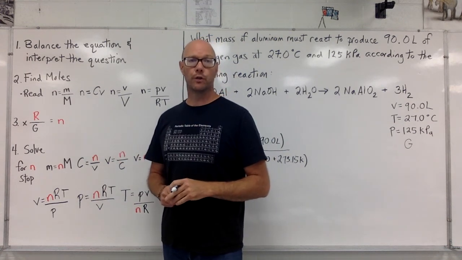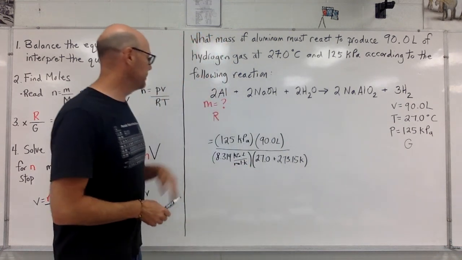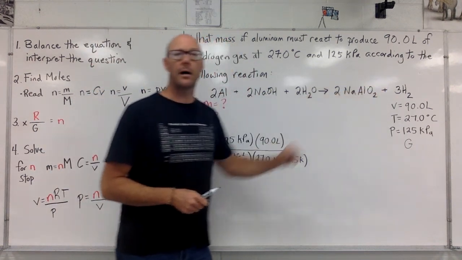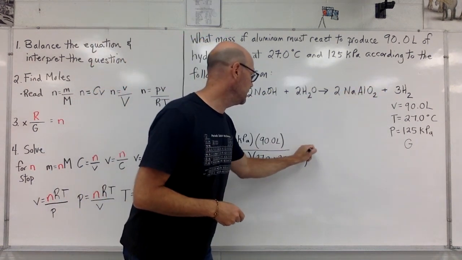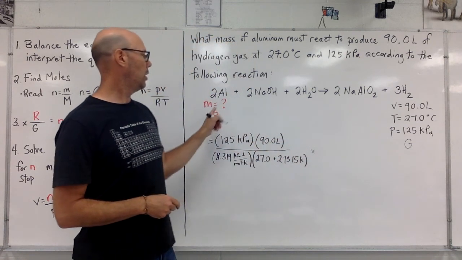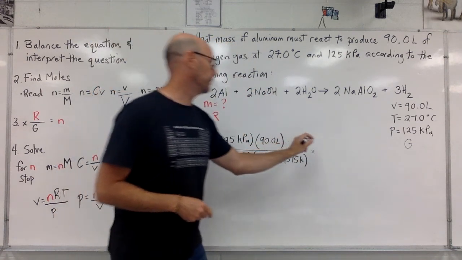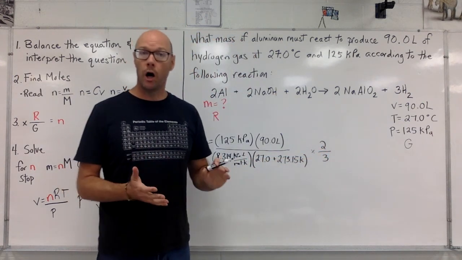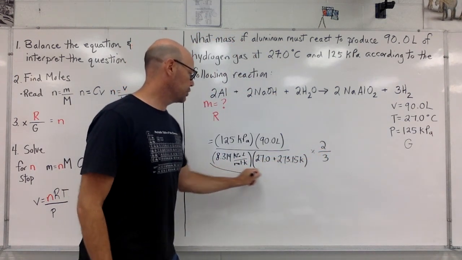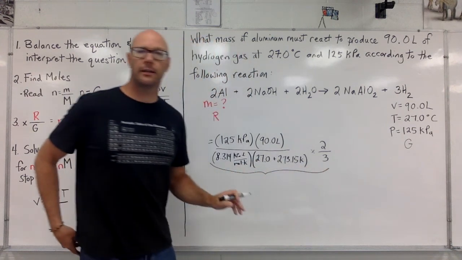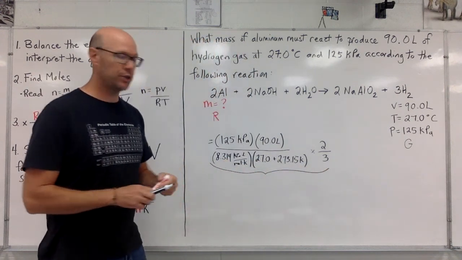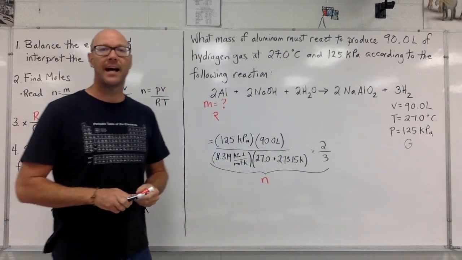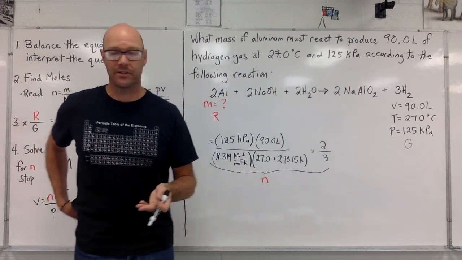Multiply by R over G. We have these nice labels. Here's the R balanced with a 2. Here's the G balanced with a 3. R over G times 2 over 3. All of that work, whatever we're doing for the first part of our calculation and the mole ratio, is red N. We're looking for the mass.